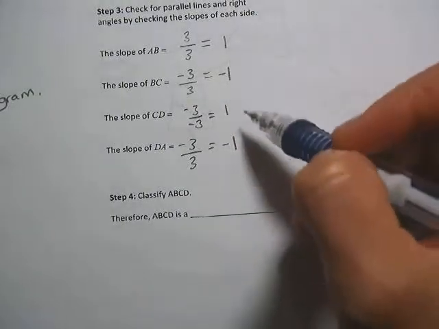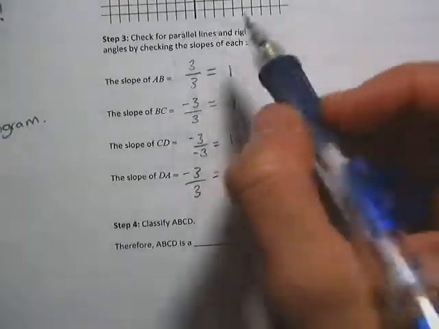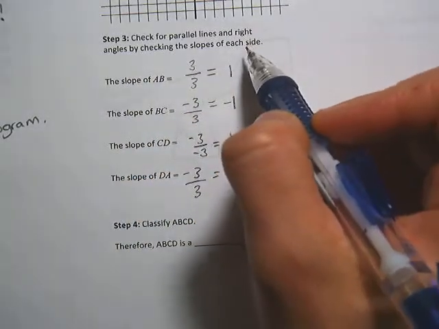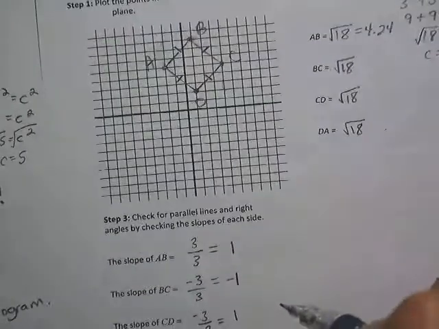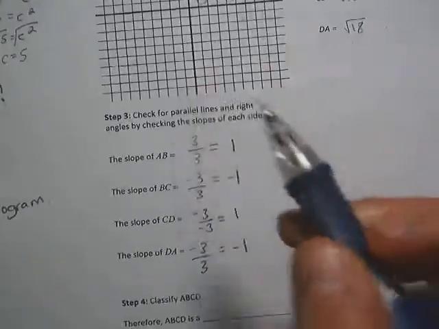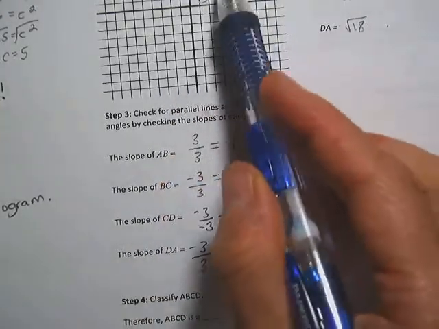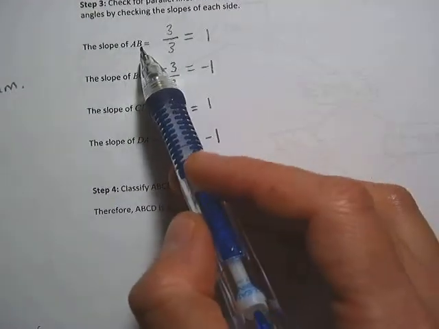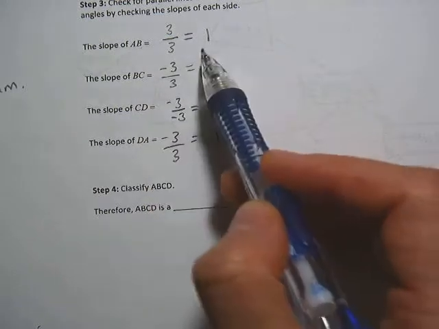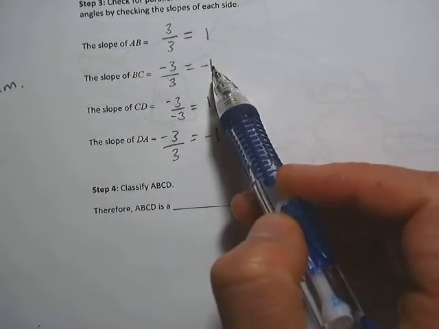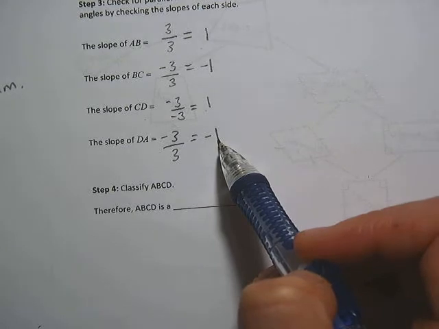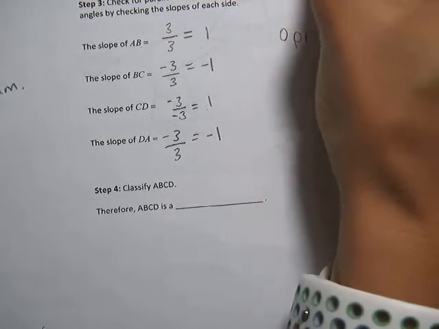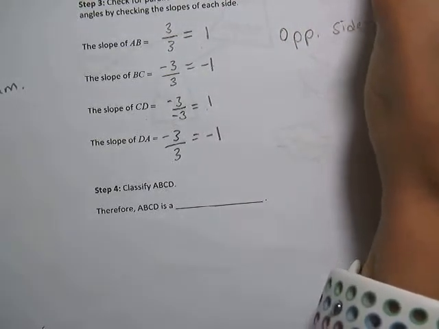So if we look at the slopes, remember the slopes tell us if the lines are parallel, and it also tells us if we're going to have right angles, or if they're going to be perpendicular to each other. So first look at the opposite sides. AB and CD are opposite, and then BC and AD are opposite. If I look at AB and CD, they have the same slope. If I look at BC and DA, they have the same slope. So I know, number one, that opposite sides are parallel. So if opposite sides are parallel, that means it's at least a parallelogram.